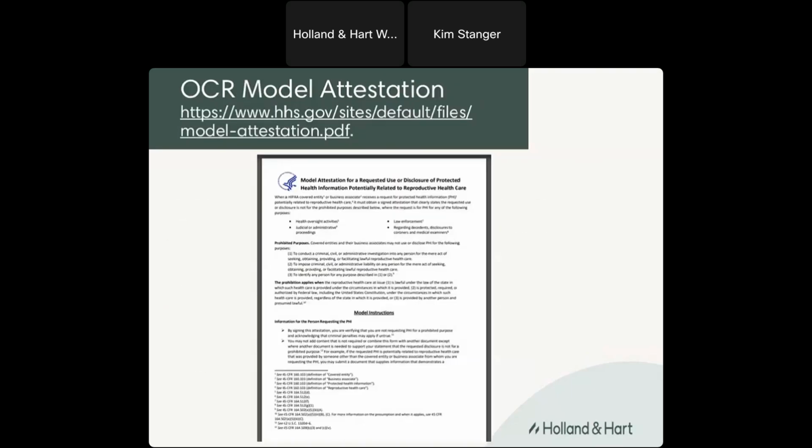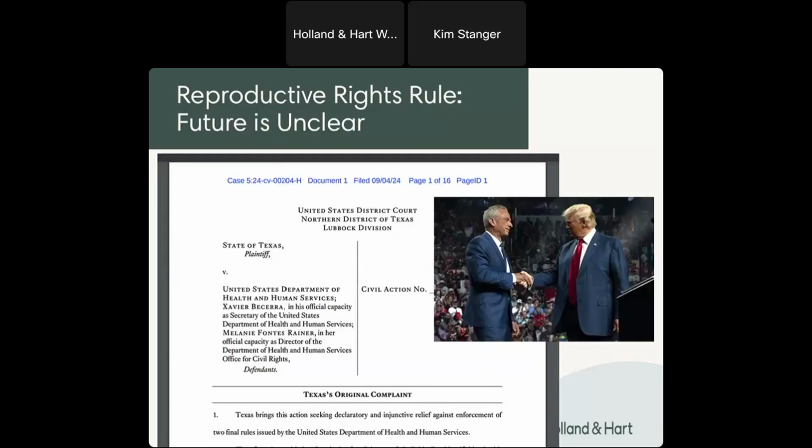healthcare was rendered. Well, you could create your own attestation, or it's easier if you just go on and the OCR has created a model attestation. You can use the model attestation that's on the OCR's website. And that's what you would use when you get a request for health oversight, judicial or administrative proceedings, or law enforcement. If you get that request, and they're seeking reproductive health care, then you need to seek that attestation.